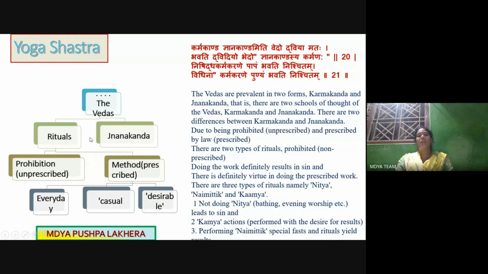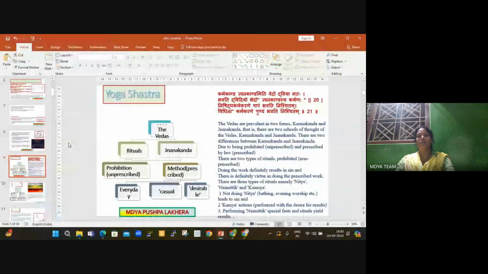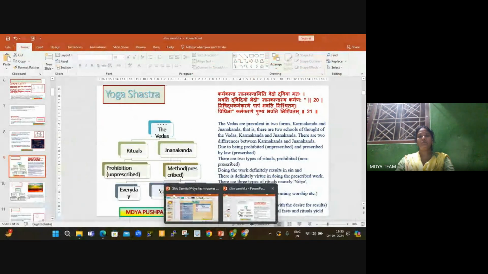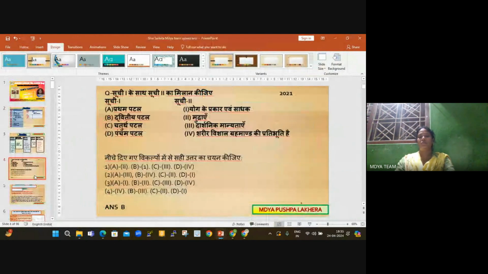There are two types of actions. What are the two types? One is rituals, karma kanda, and another one is jnana kanda. Here a little spelling mistake is there. We will follow the Hindi one, then it will be best for us.